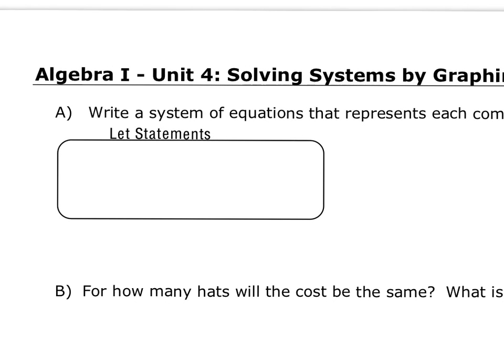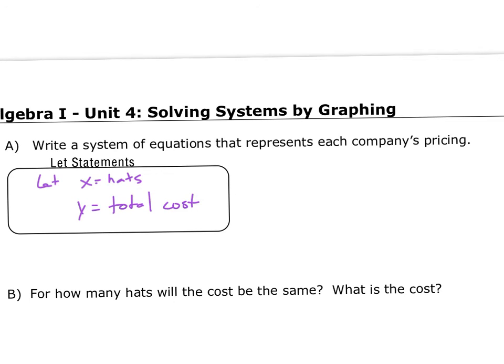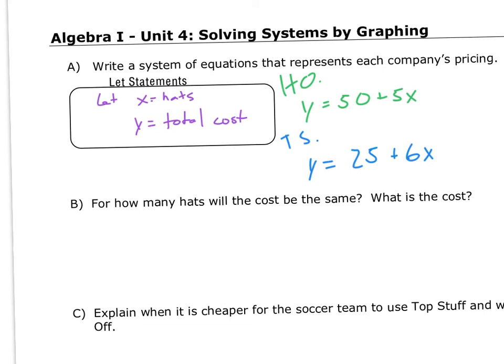And I'll copy that back down over here for let statements. So we said let x equal hats and let y equal total cost. And we just wrote down the systems of equations, so we can copy down that same system right here. So we said Hats Off, and I'll abbreviate it as HO, we said y equals 50 plus 5x. And then for Top Stuff, so I'll just say TS, we said y equals 25 plus 6x. And now it says, for how many hats will the cost be the same?